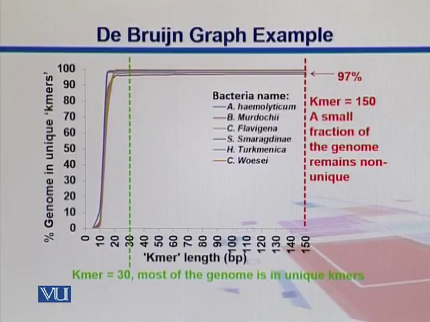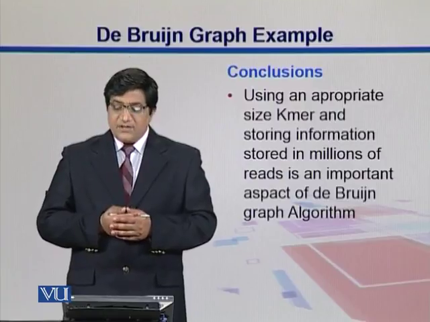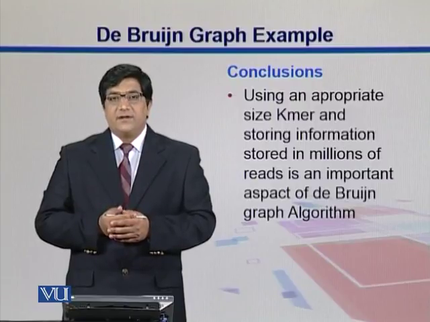What is the issue with longer k-mers? We will look into it in some slides further down. Longer k-mers pose some serious issues, so we cannot use them. Using an appropriate size k-mer and storing the information from millions of reads is an important aspect of the de Bruijn graph algorithm. And this example tells us one more thing, that assembly is not an easy task.